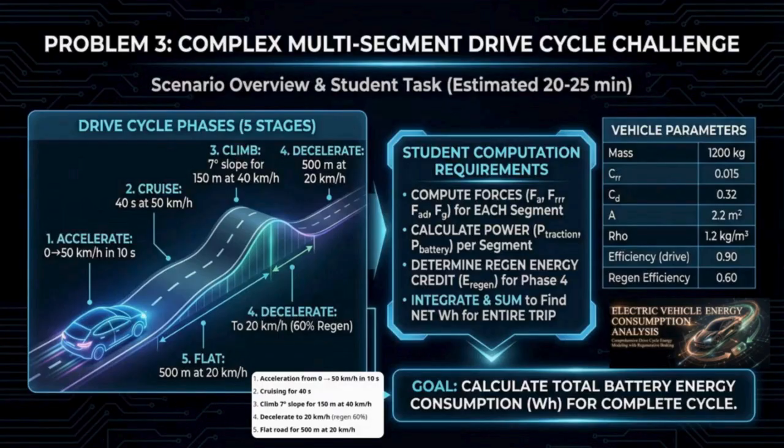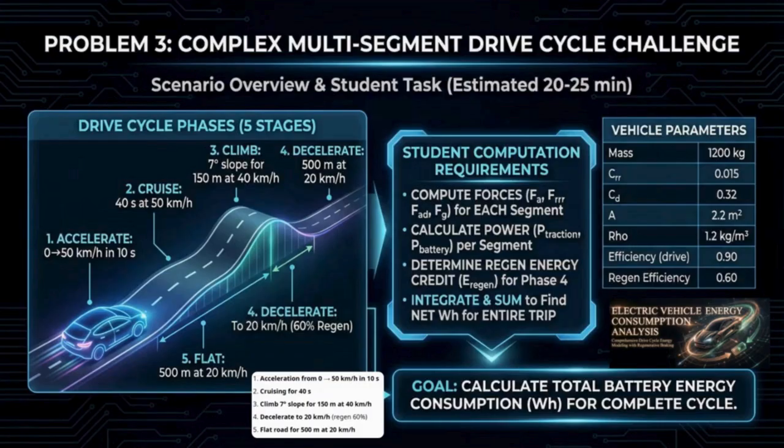This is a student assignment for you to work out on your own. Now we begin explaining a complex multi-segment quest. Segment 1 is acceleration from 0 to 50 kilometers per hour in 10 seconds. Segment 2 is cruising for 40 seconds at constant speed. Segment 3 is climbing a 7-degree slope for 150 meters at 40 kilometers per hour.